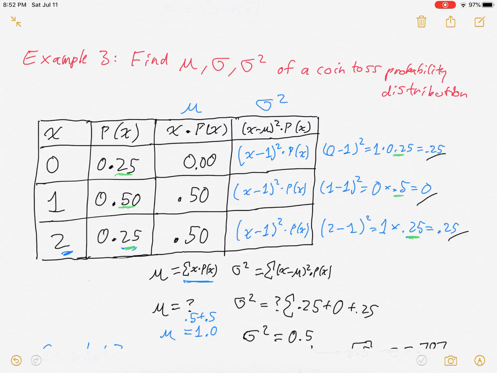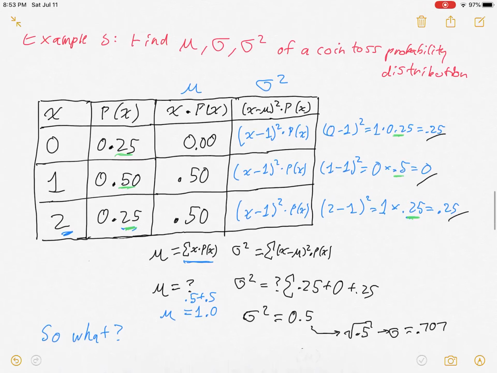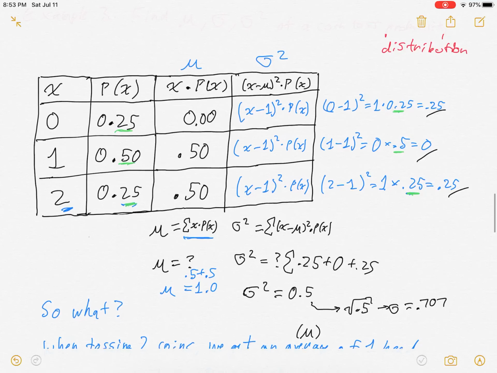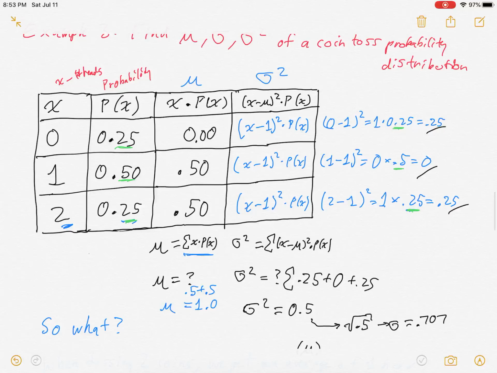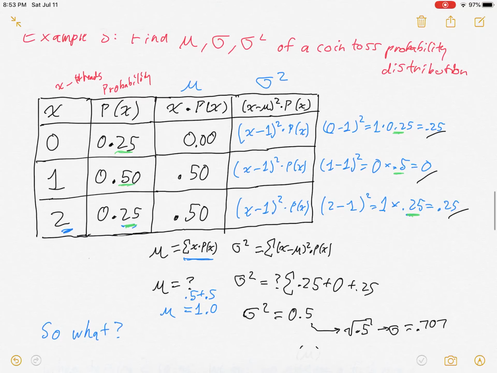Now let's go over example 3. Find the mean, standard deviation and variance, mu and sigma squared, of a coin toss probability distribution. Using the values we got from the coin toss above, which is 0, 1, and 2 heads, x is the number of heads, p of x is the probability of getting that number of heads, and there's mu, which is the mean, and variance off to the far right corner. You can pause this and try to figure out how I did it.